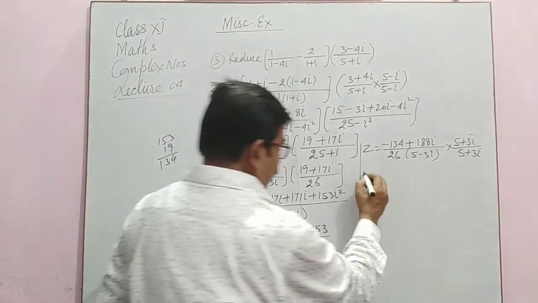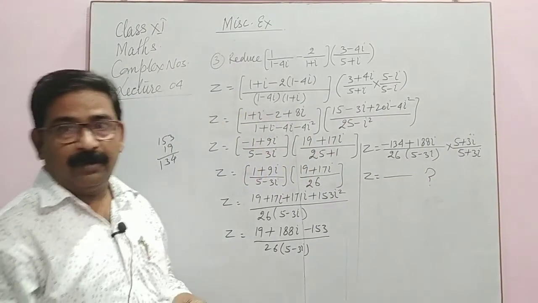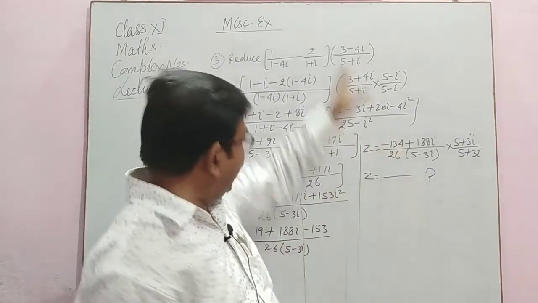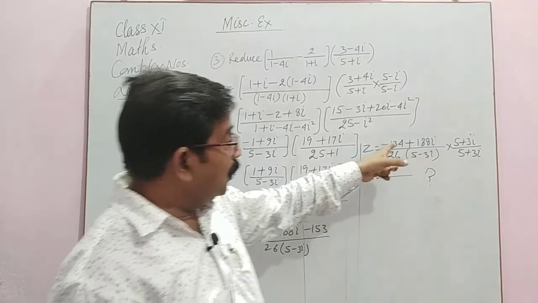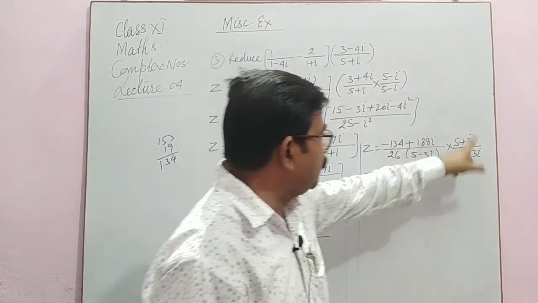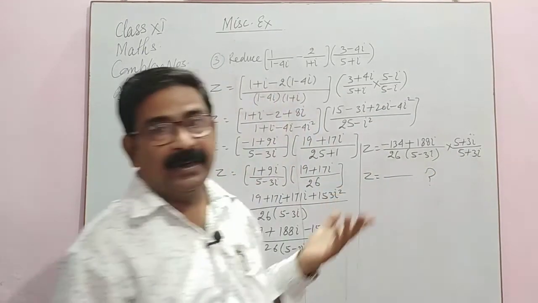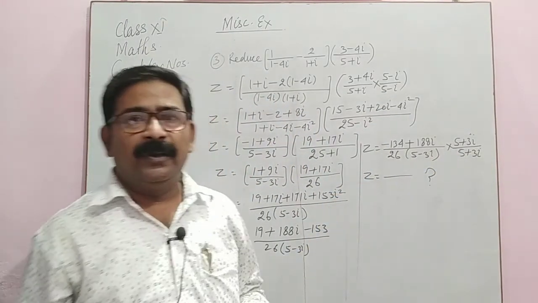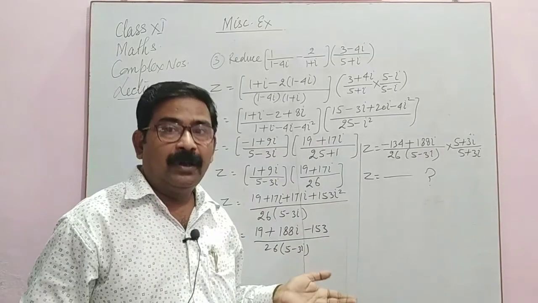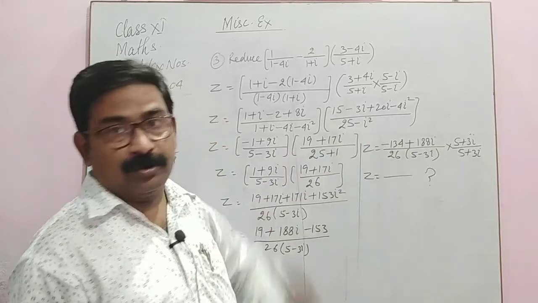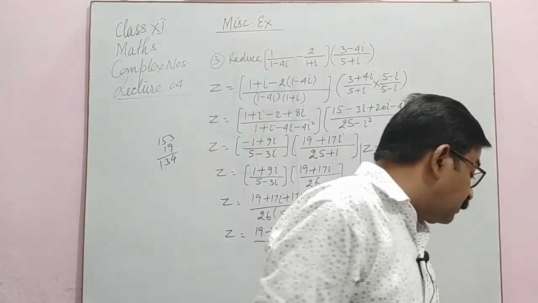I am leaving the calculation after this for you. You will complete this calculation. I have done this much; the final result you have to find. Again you will multiply this complex number and this complex number, and in the denominator this much, so you can get the answer. If your answer is not matching with the answer sheet, you can check the calculation or you can leave it at that much also. Got it? So this was question number 3.